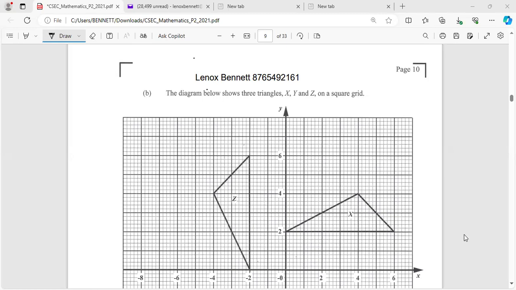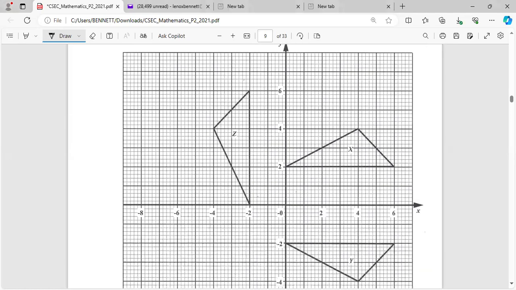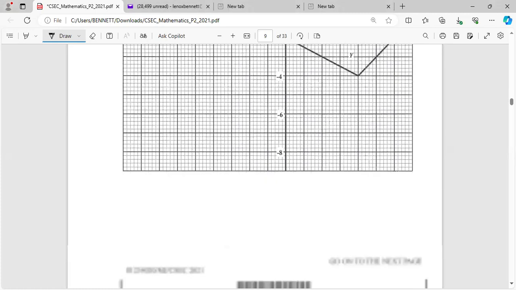All right, let's get into the question. It says the diagram below shows triangles X, Y, and Z on a square grid. So you see there X, and the Y, and then you have the Z. Let's see what the question is.